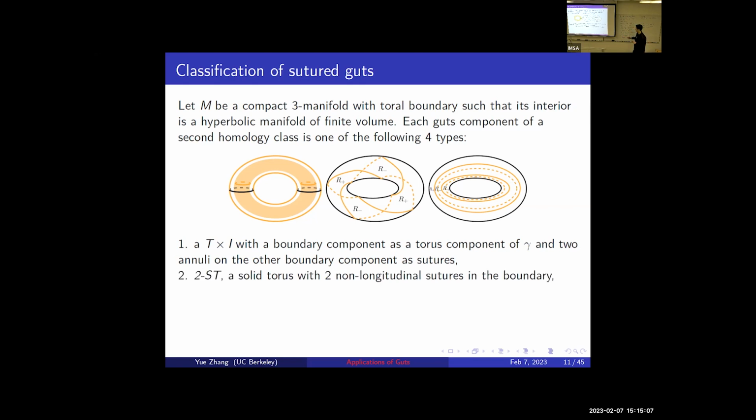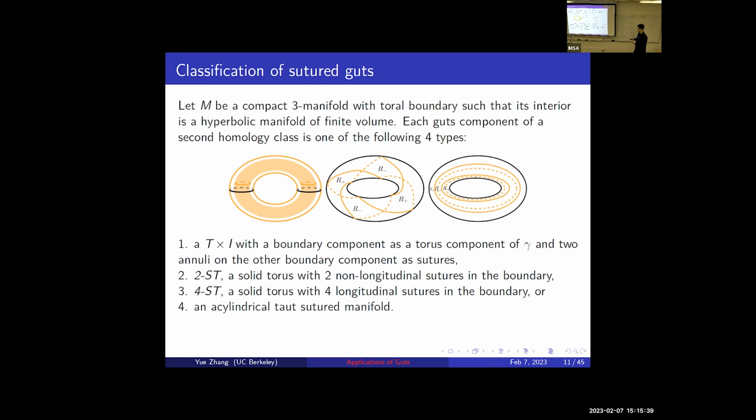And the second one is 2ST, which is a solid torus with 2 non-longitudinal sutures in the boundary, right? If it is longitudinal, then it's a product sutured manifold, which is trivial. And this can be obtained from the book of Manifolds. And for ST, which is a solid torus with 4 longitudinal sutures in the boundary, I think Ian also gave this example in his talk.